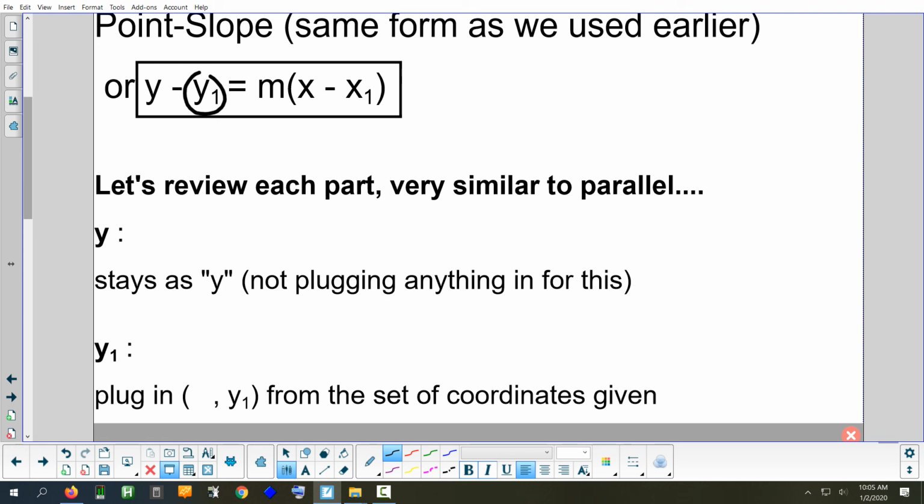Now, I didn't say this, but the minus sign, that just stays right where it is. Okay? You don't do anything to the y. You don't do anything to the minus. You don't do anything to the equals. You don't do anything to the left parenthesis, and you don't do anything to the right parenthesis. We've mentioned that a couple times.